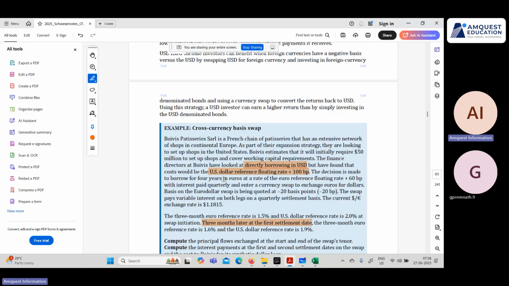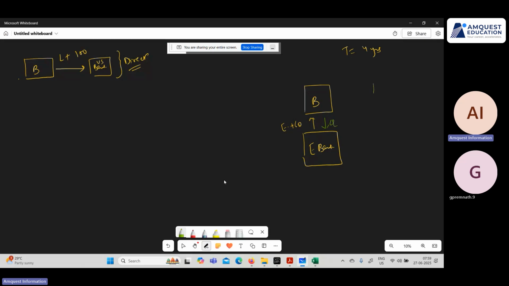And enter into a currency swap to exchange euros for dollars. Basis on the euro dollar swap is being quoted at minus 20 basis point. Yeah, I think this is the part maybe I didn't understand fully. So basically, this is the swap dealer. He will give money to him and he will receive something from the swap dealer.